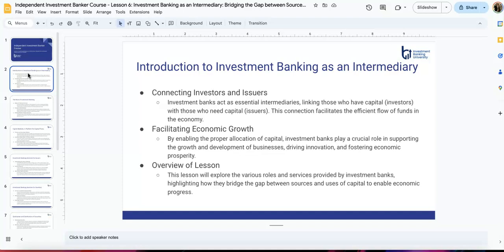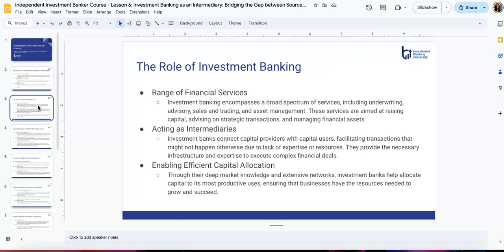In terms of the overview of this lesson, we're going to be exploring the various roles and services provided by investment banks and highlighting the bridge between sources and uses of capital. The role of investment banking covers a range of financial services related to underwriting, advisory, sales and trading, and asset management, as we already discussed. These services are aimed at raising capital, advising on strategic transactions, and managing financial assets. Acting as intermediaries, they facilitate transactions that may not have happened otherwise due to lack of expertise or resources. They provide the necessary infrastructure and expertise to execute complex financial transactions.